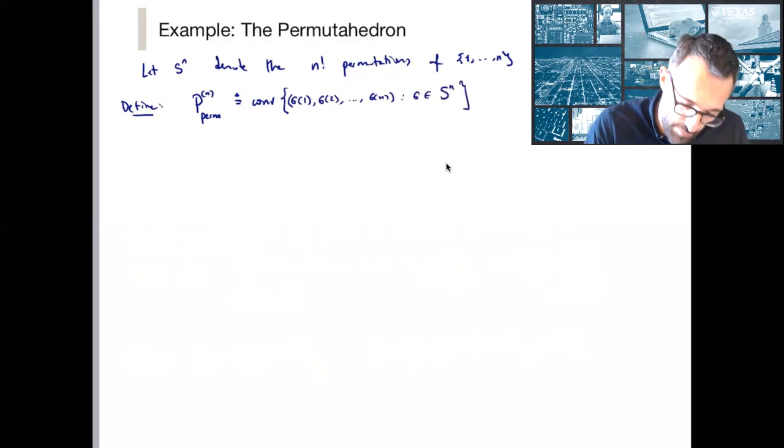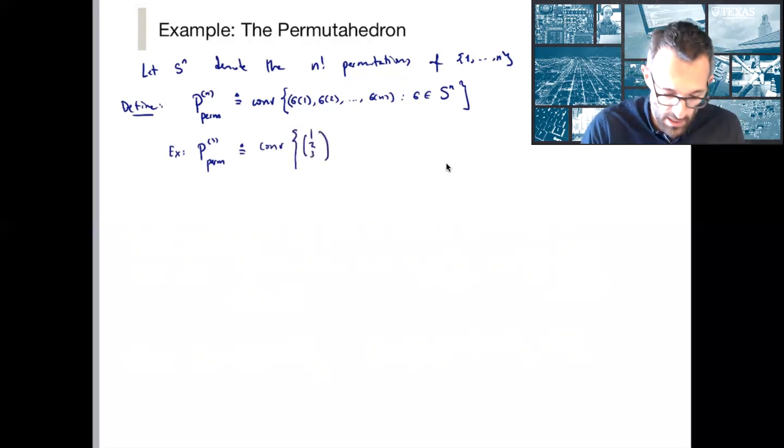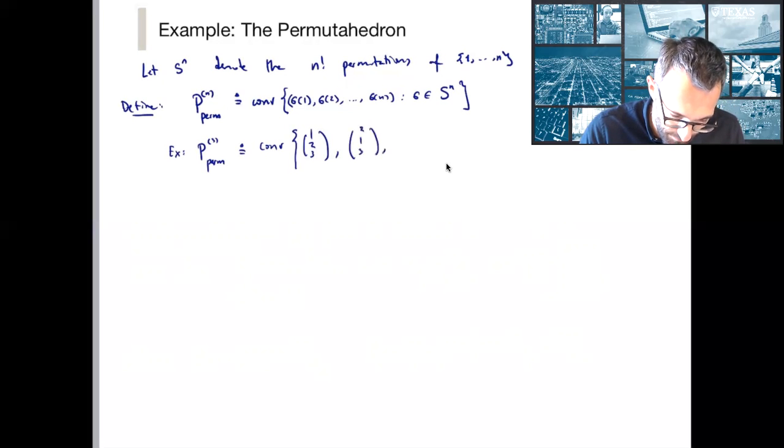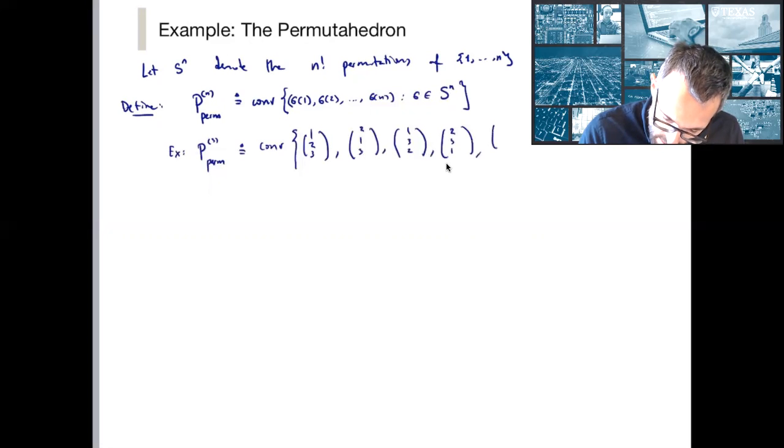So, for example, in 3 dimensions, the Permutahedron is equal to the convex hull of the vector (1, 2, 3) and all of its permutations. So (1, 2, 3), (2, 1, 3), (1, 3, 2), (2, 3, 1), (3, 1, 2), and (3, 2, 1).